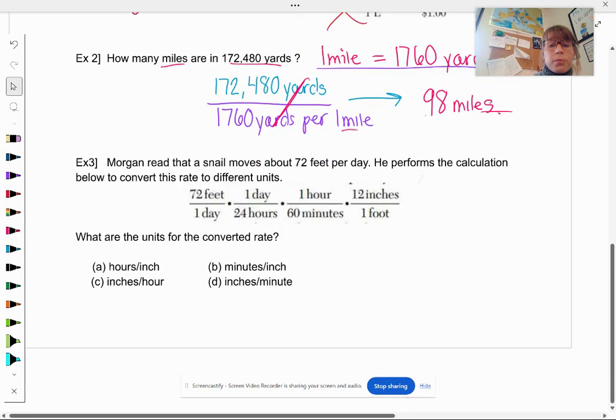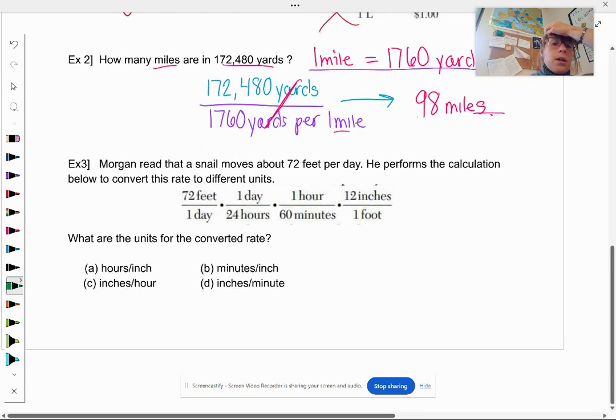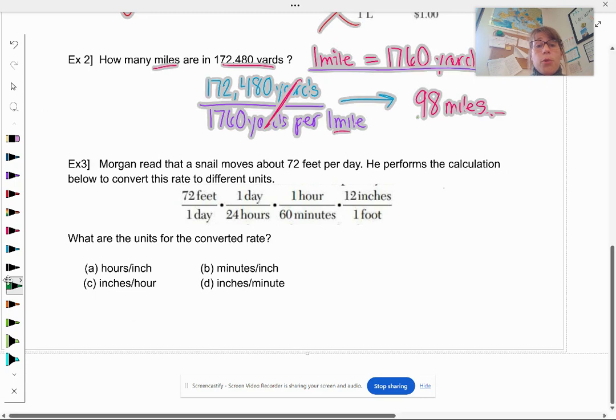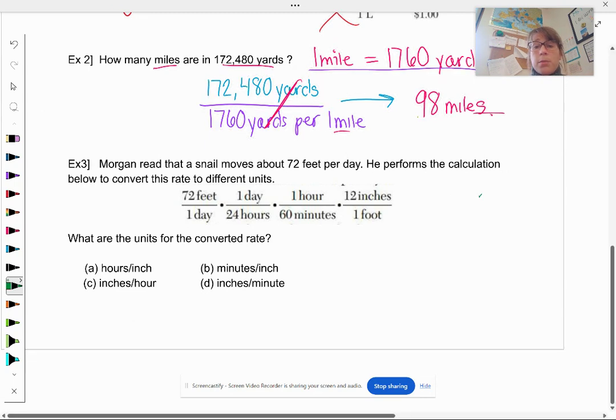Boom. Last example here. Again, one of these multiple choice questions would come in handy a lot because these are on the Regents exam often. Morgan reads about a snail that moves this many feet, blah, blah, blah, blah, blah. What are the units for their converted rate?